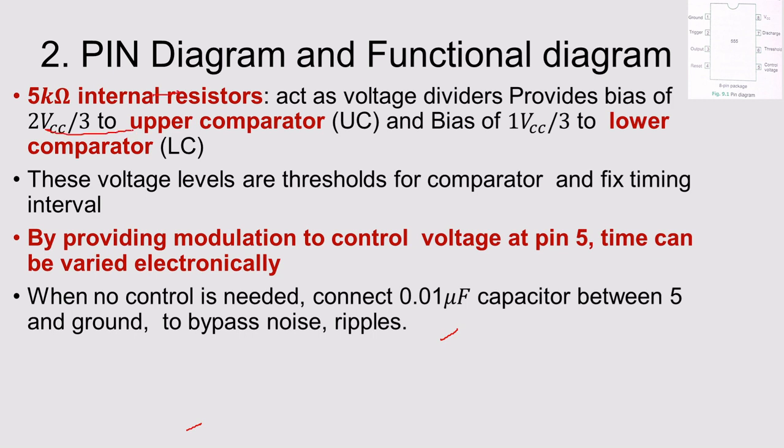Very important, valid point. With this knowledge only you will be able to understand. These voltage levels are the thresholds for the comparators, and based on this only the timing interval will be decided. By providing the input at the 5th pin, that is the control voltage, time can be varied electronically. So if you are not using it, you should connect some capacitor between pin 5 and ground to bypass noise and ripples.